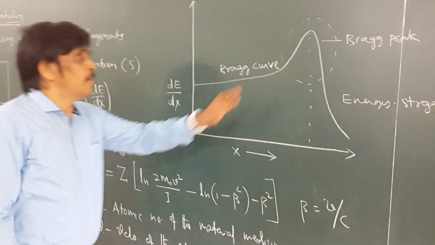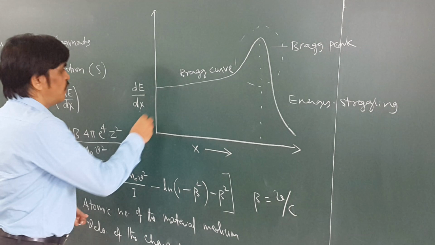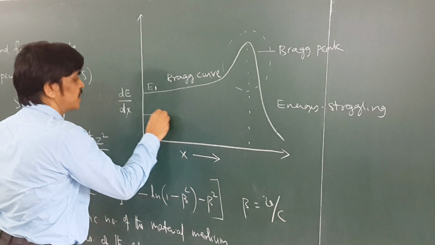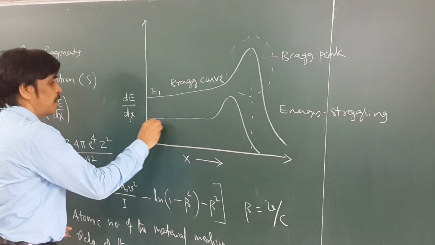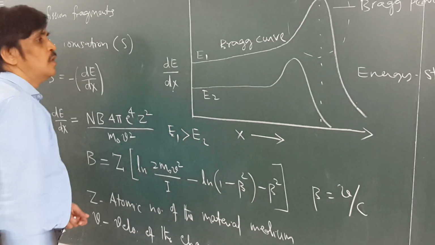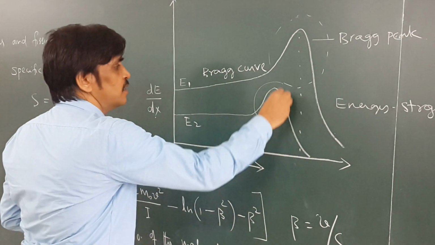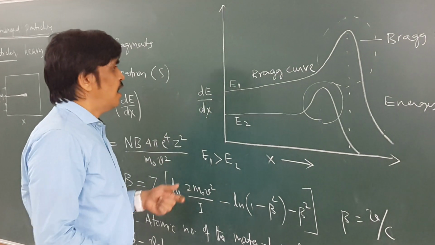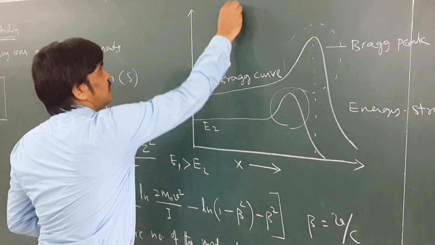The position of the Bragg peak depends on the energy of the alpha particle. Suppose this corresponds to energy E1 and this corresponds to energy E2. So you will have something like this, where E1 is greater than E2. Therefore, by changing the energy of the alpha particle, you will be able to shift the position of the Bragg peak. So for different alpha particles, you will have different Bragg curves.